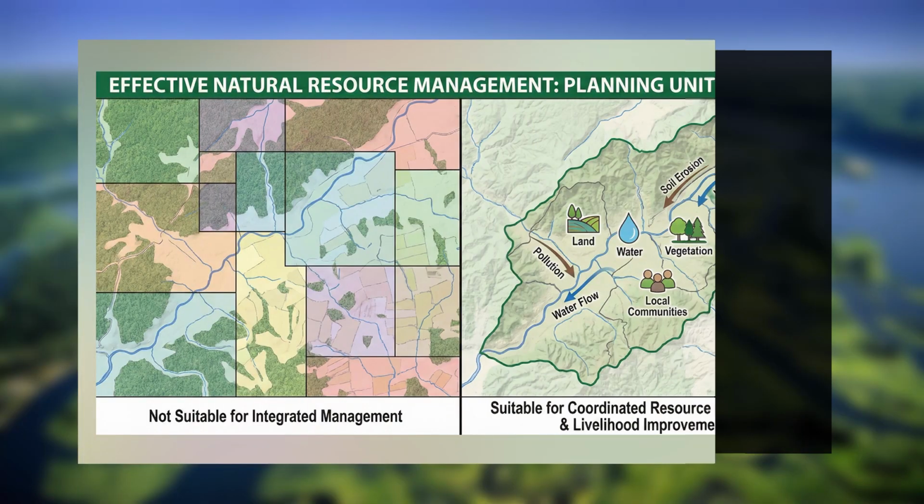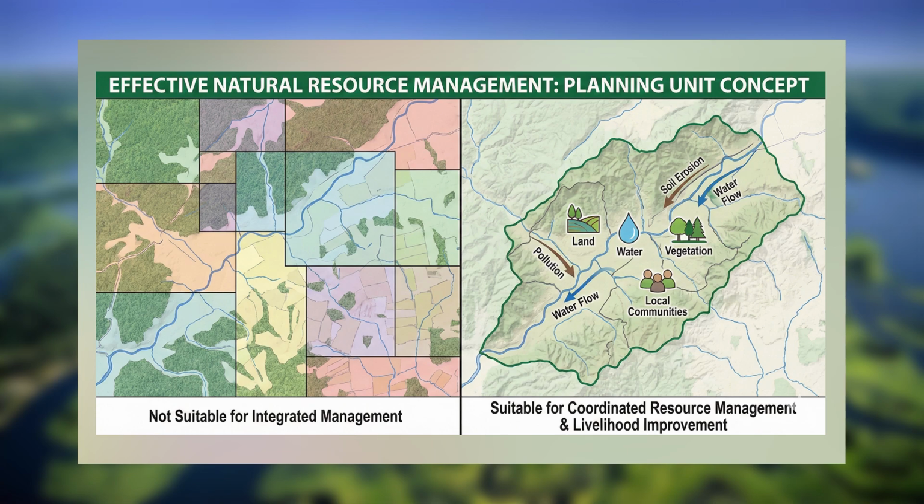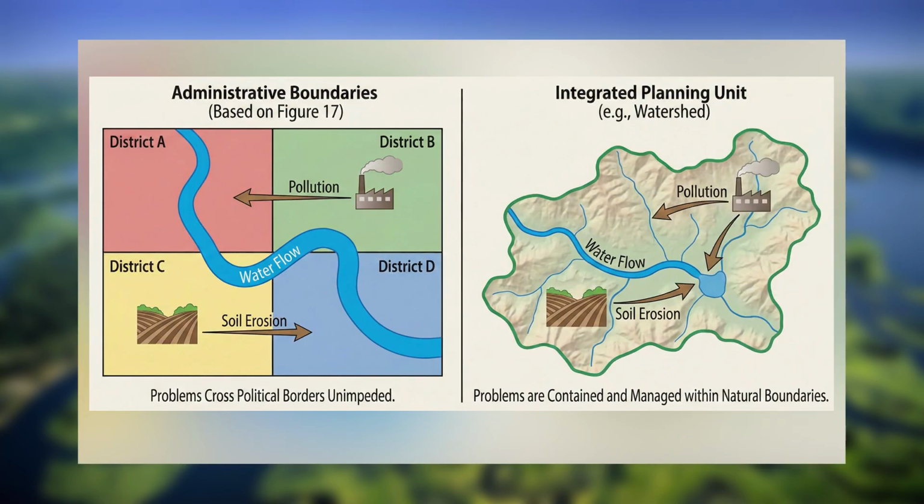Effective management of natural resources requires an integrated approach so that the livelihoods of local communities can be protected and improved. For this purpose, a suitable planning unit is needed, where important resources such as land, water and vegetation can be managed together in a coordinated way. Administrative or political boundaries are often not useful for this task because problems like pollution, soil erosion and water flow do not stop at district or state boundaries.